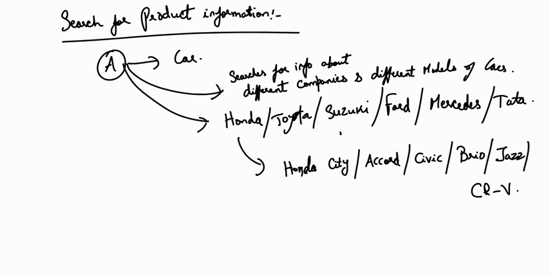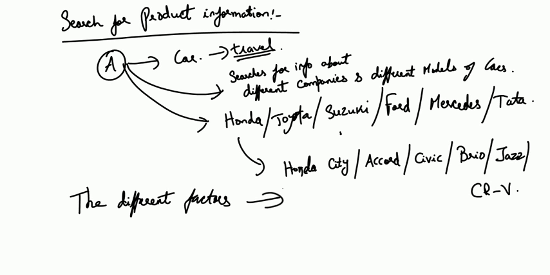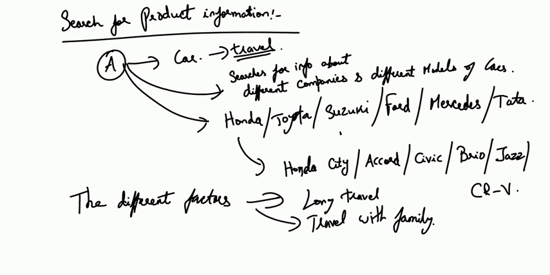So the customer A searches for products to find out which product better suits him to travel. Every car suits his travel, but what he sees is the different factors, like long travel, travel with family, etc., while searching for product information. After searching the product information, he evaluates the product. Product evaluation is done.